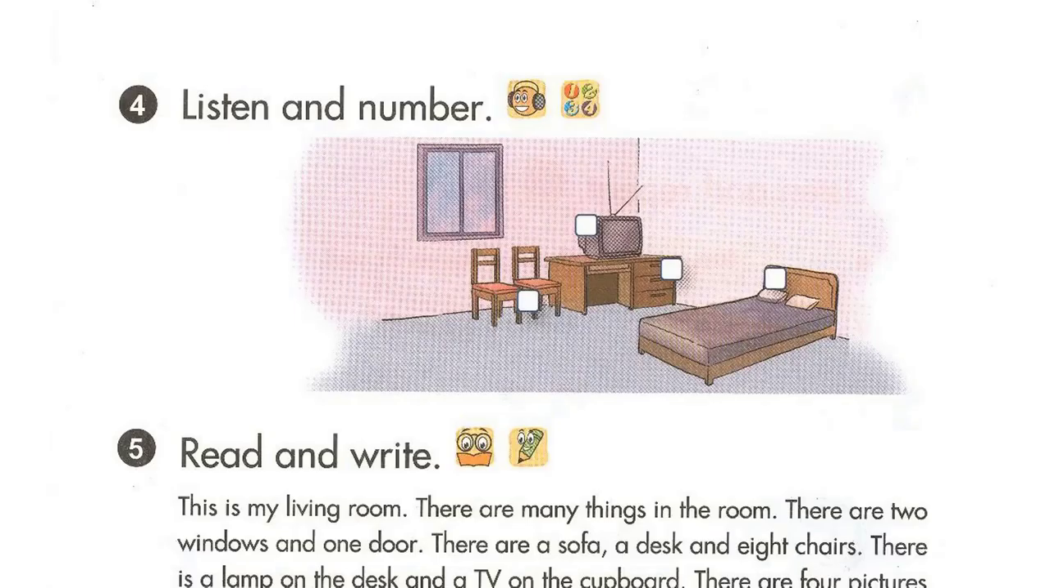Page 27. Lesson 2. Activity 4. Listen and number. This is my bedroom. There's a bed in the room. There's a desk. There are two chairs. There's also a TV on the desk. But there aren't any wardrobes in my bedroom.